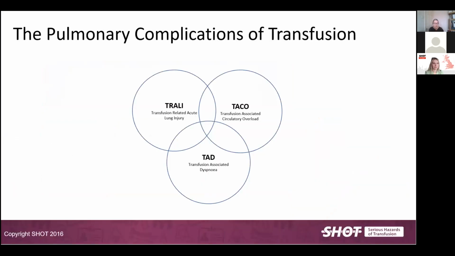Okay, so the pulmonary complications of transfusion, there are three that we currently recognise in haemovigilance, and they are TRALI, TACO and TAD. And you'll see that these circles overlap one another because they have quite a complicated relationship to one another, and I hope that will come out in the presentation as we go through.